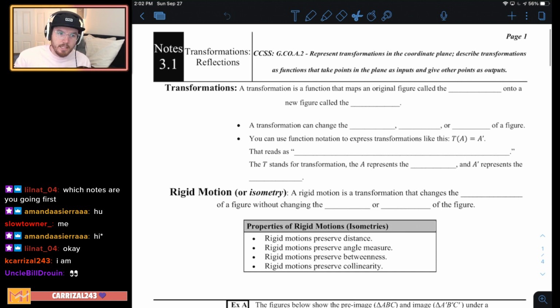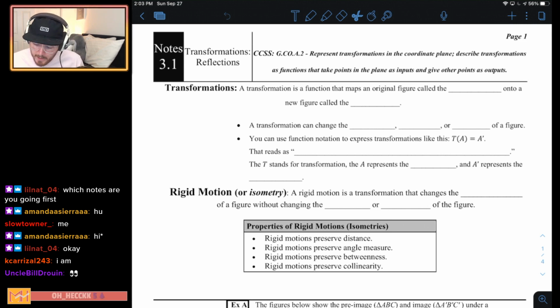So let's take a look at 3.1. We're looking at transformations and specifically reflections. A transformation is when we manipulate a figure or object, and rotate it or reflect it, flip it, make it bigger, make it smaller, or just simply scoot it left, right, up, down. All of those things are called transformations.